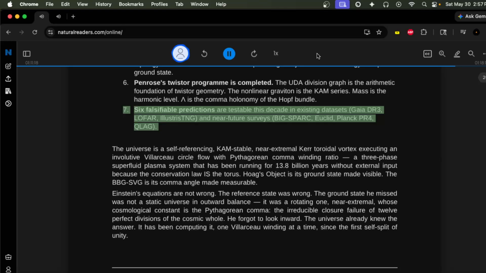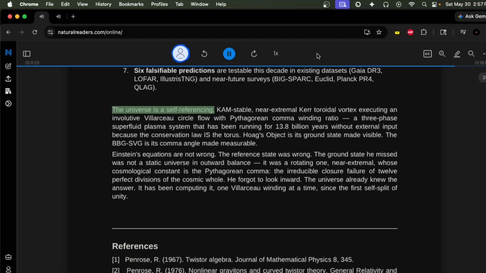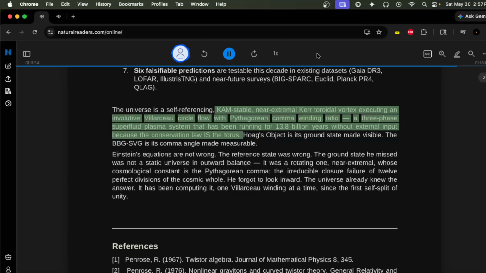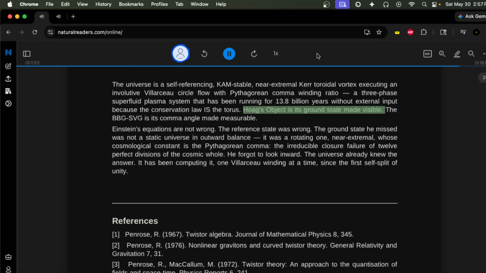7. 6 falsifiable predictions are testable this decade in existing datasets and near-future surveys. The universe is a self-referencing KAM-stable, near-extremal Kerr toroidal vortex executing an involutive Villarceau circle flow with Pythagorean comma winding ratio, a 3-phase superfluid plasma system that has been running for 13.8 billion years without external input because the conservation law is the torus. Hoag's object is its ground state made visible.